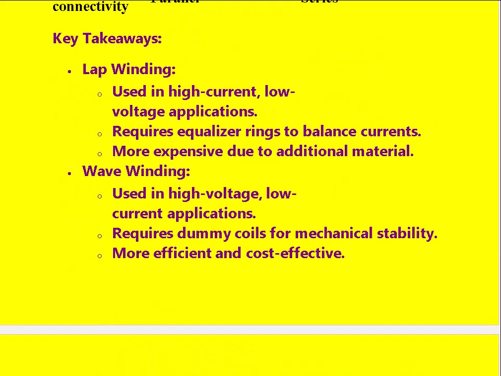Let me summarize once. In case of lap winding, the current rating is more, whereas the voltage rating is less, so it is used for high current and low voltage applications. And the lap winding requires equalizer rings to balance the currents, and this lap winding is more expensive due to the additional material requirement.